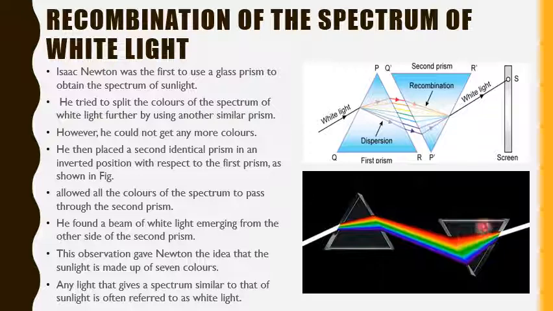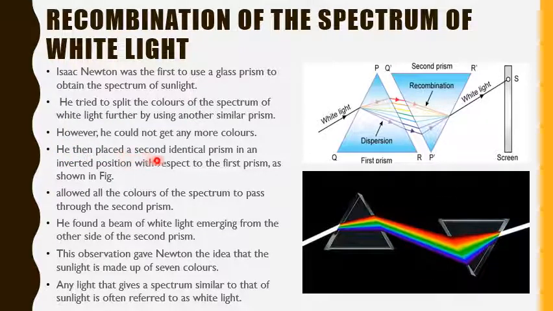When he kept another prism over here, he could see that all the 7 colors are getting together and they are coming out as one white light. Okay. However, he could not get any more colors. So he thought 7 into 7 I will get 49 different colors, but he did not get 49 different colors. He got again one single light.